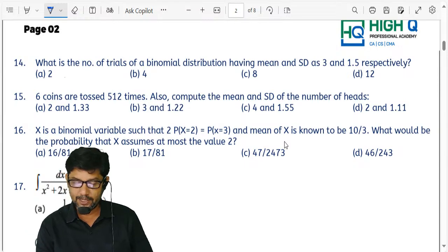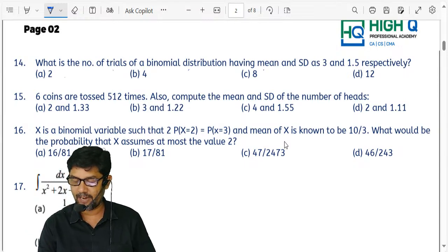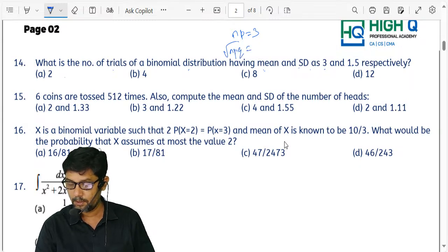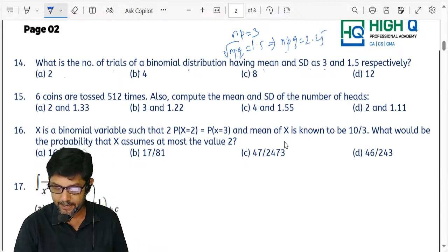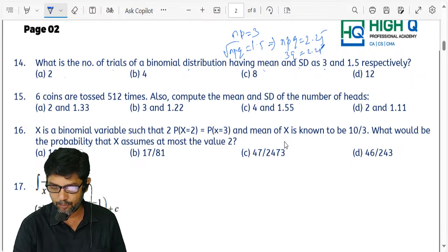Next, what is the number of trials of a binomial distribution having mean and standard deviation 3 and 1.5? So mean is equal to 3, so NP is equal to 3. Standard deviation, root of NPQ, is equal to 1.5, so NPQ is equal to 2.25. Am I right? NP is 3, so 3Q is equal to 2.25. Q is 0.75, P is equal to 0.25.